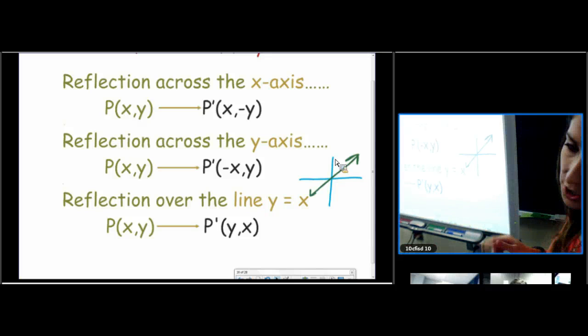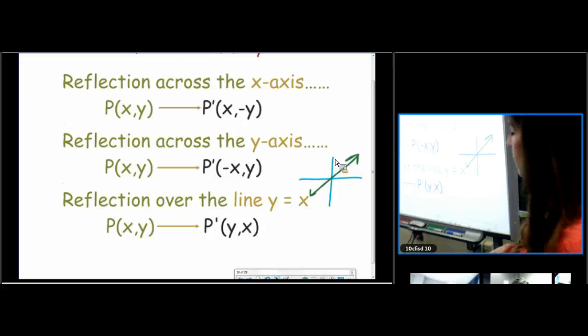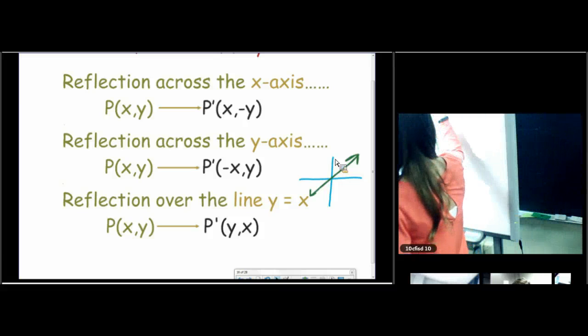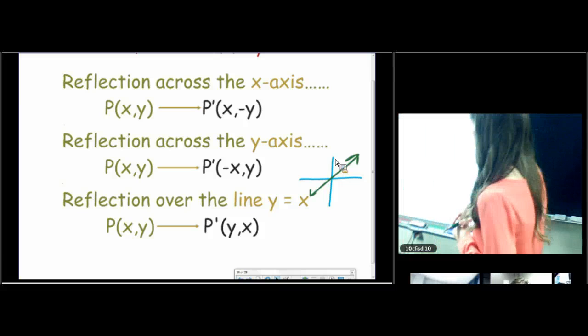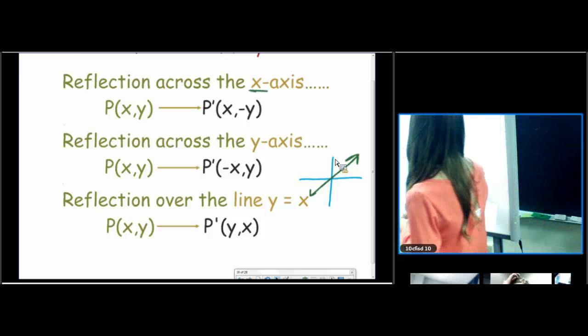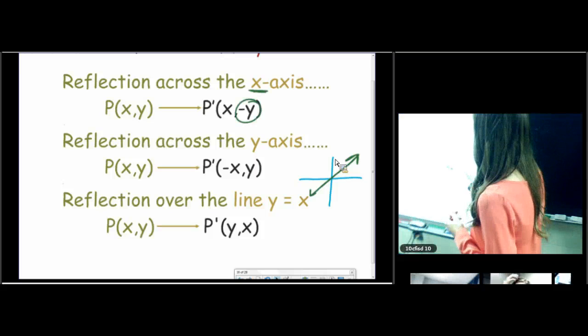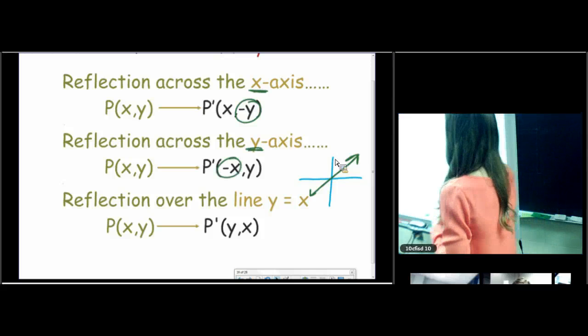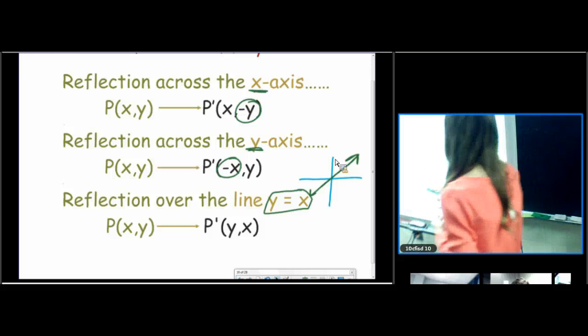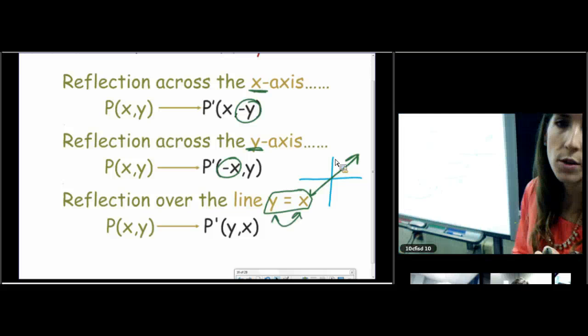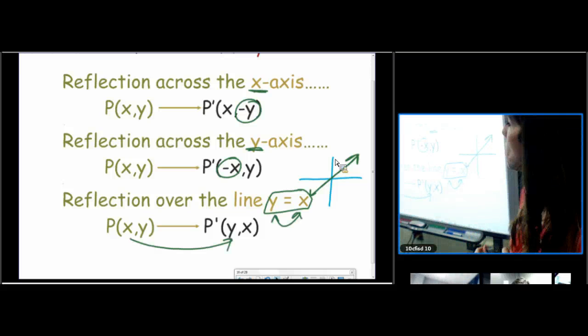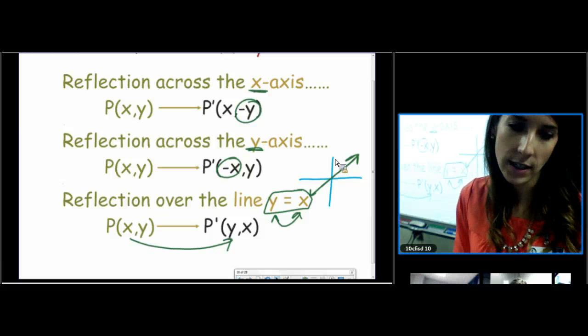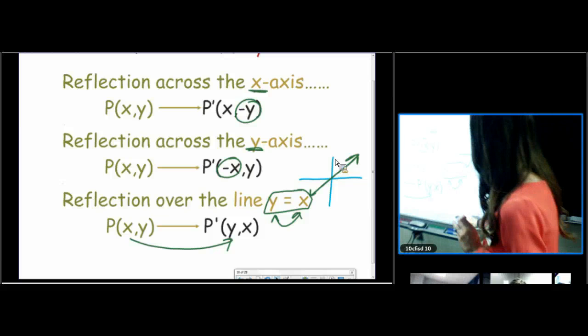The x and the y trade places, but you don't change the sign of either one of them. So if you're reflecting over the x, you change the y. If you're reflecting over the y, you change the x. And if you want to reflect over y equals x, it's like they trade places. And so (x, y) becomes (y, x). So those are rules that you can memorize when you are trying to manipulate your coordinates and reflect them over certain axes.